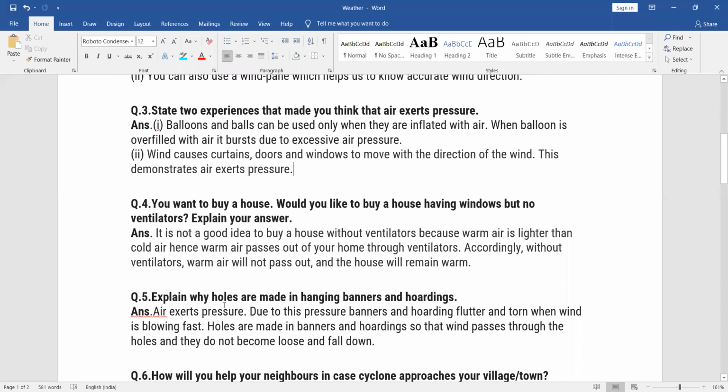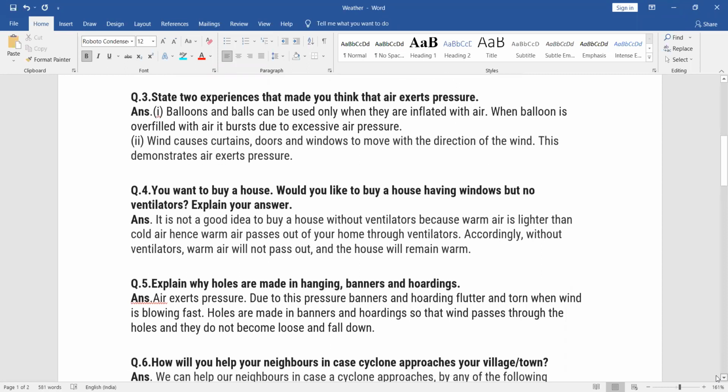Question number 5. Explain why holes are made in hanging banners and hoardings. Whenever you have seen hanging banners, what do you observe there? If you have not observed, just see them carefully, that there are holes in the banners.